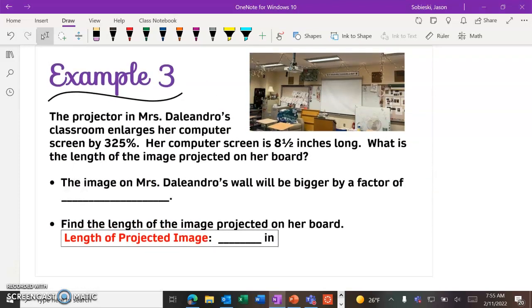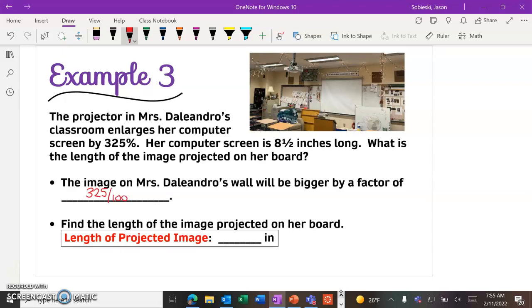Okay, the last one we're going to look at. Mrs. DeLeandro's projector enlarges her computer screen by 325%. On her computer, the screen is 8.5 inches long. We want to think about how wide the actual image on her big projector would be. So it says it enlarges it by 325%, so that would be 325 over 100. That is our scale factor.